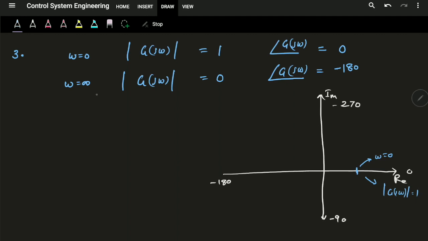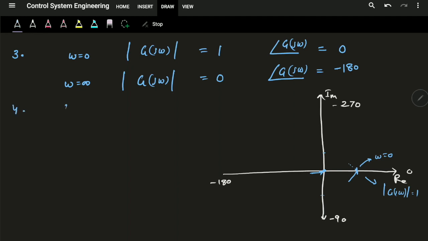And similarly, at omega equals infinity, we have this 0 point magnitude and an angle of minus 180 degrees. So in this direction, since the angle is minus 180 degrees, it starts from somewhere in this direction, or it may also go from this direction. So we have to find out at which point it crosses the imaginary axis. Okay, so to find that out, we will move to the next step, which is the fourth step.